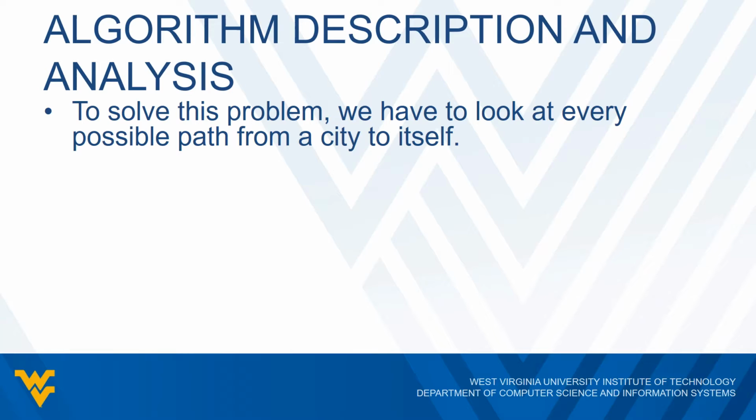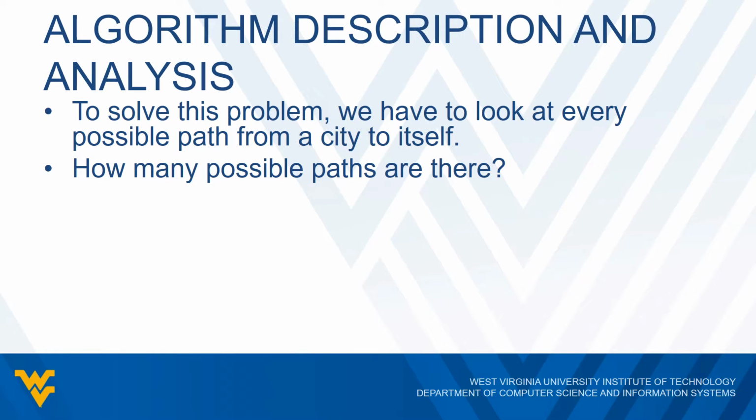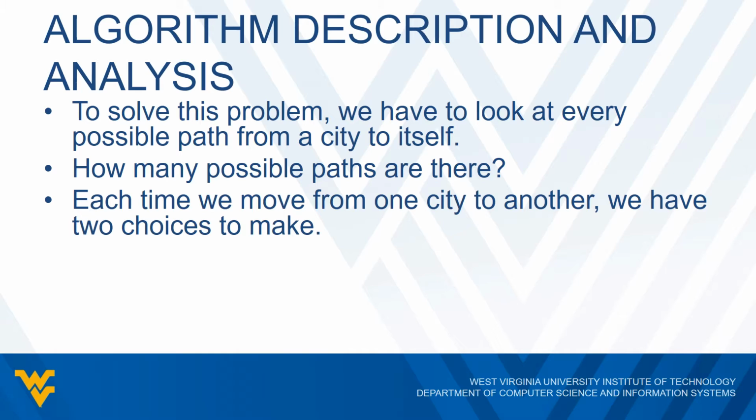So if we're going to do this, we have to ask ourselves, how many possible paths are there? Well, every time we move from one city to another, we have 2 choices to make. We can either go to the next city or we can go backwards. Now you might think, well, it would make sense just to keep going forwards and never go backwards, but it is a possible path that we have to consider.